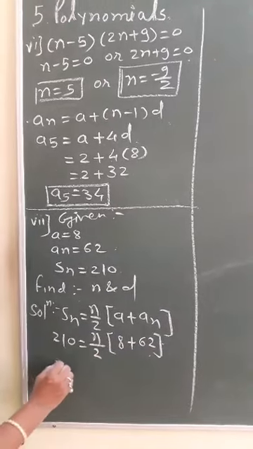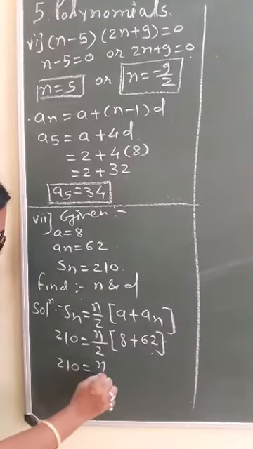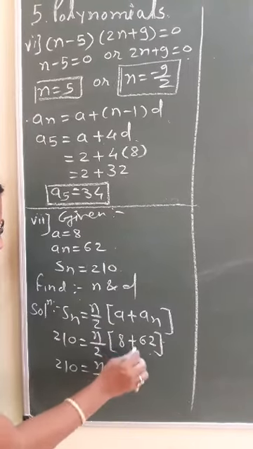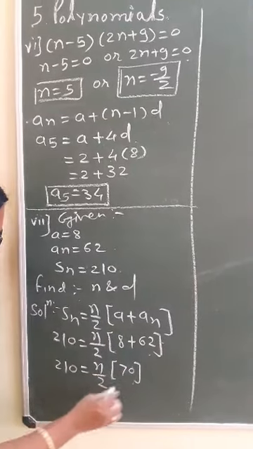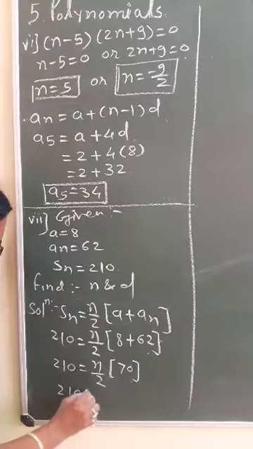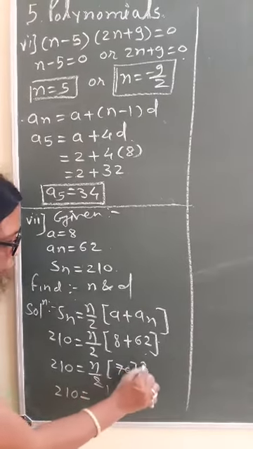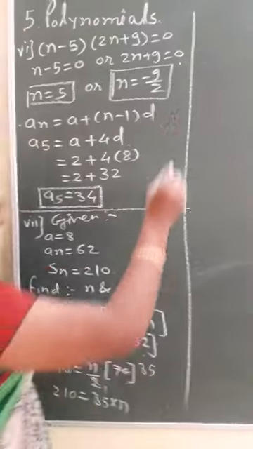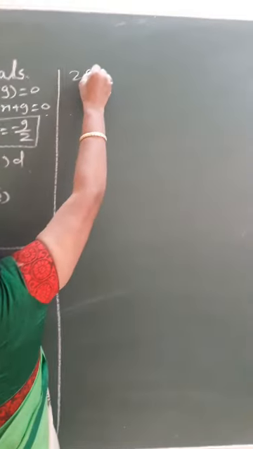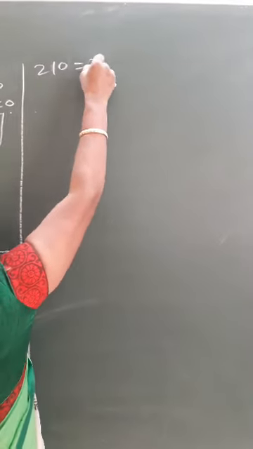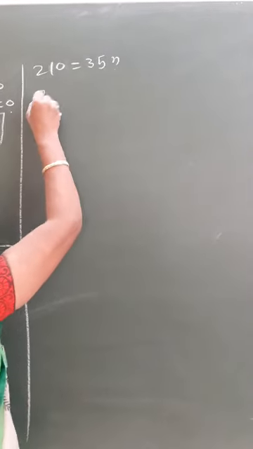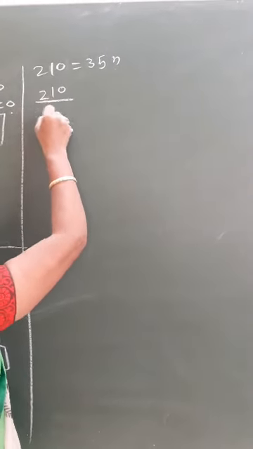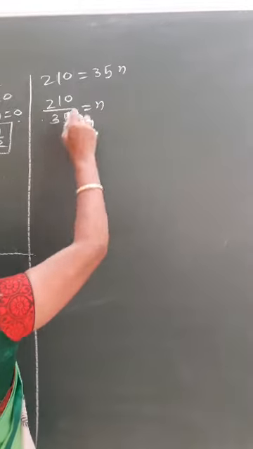Okay. So 210 is equal to n by 2 into 8 plus 62, which means 70, and we will get here 210 is equal to 2 ones are 2, 35 into n. 210 is equal to 35n. So we will say 210 divided by 35 is equal to n.